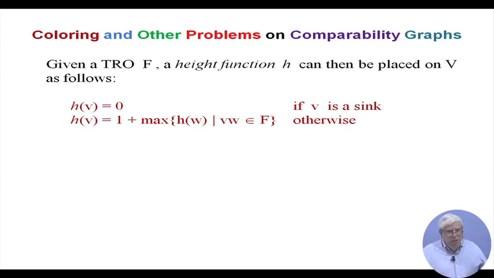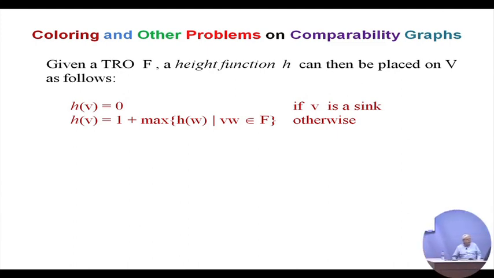Well, fine, we have a transitive orientation. Let's try to do something with it. Let's try to color comparability graphs. We can do so by defining a height function on the transitive orientation. So let f be this orientation that we've obtained, and let us define the height function as follows. So you see that height function is going to sort of go from the bottom to the top.